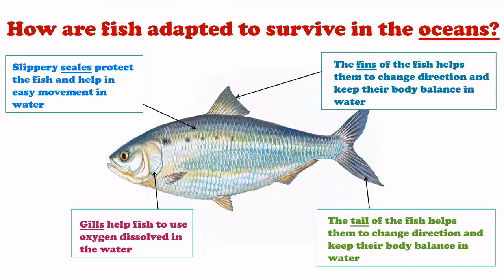So how are fish adapted to survive in the oceans? Fish have streamlined bodies that help them move easily through water. Fish have slippery scales on their bodies. These scales protect the fish and also help in easy movement through water. Fish have flat fins and tails that help them change direction and keep their body balance in water. Gills present in the fish help them to use oxygen dissolved in water.